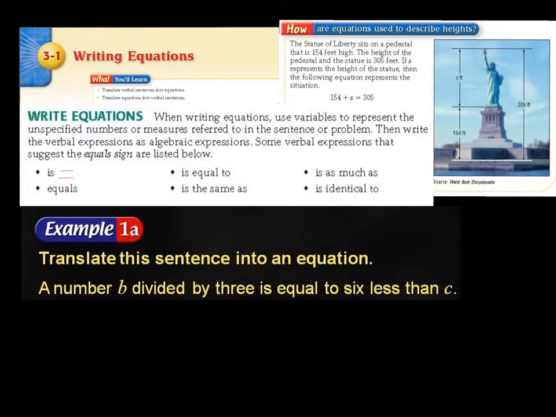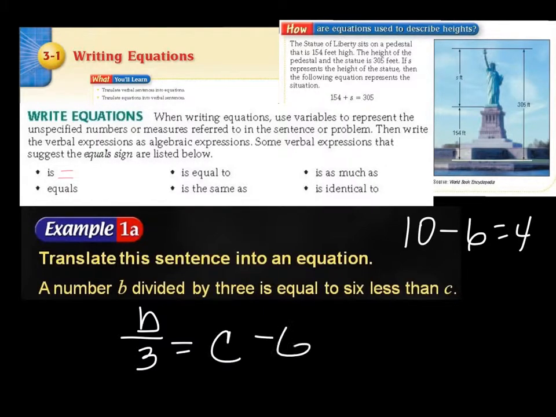Translate this sentence into an equation. A number b divided by 3 is equal to 6 less than c. For divided by, we like to use the fraction bar. Okay, if I wanted 6 less than 10, I'd take 10 minus 6. So if I want 6 less than c, I need to have c minus 6.